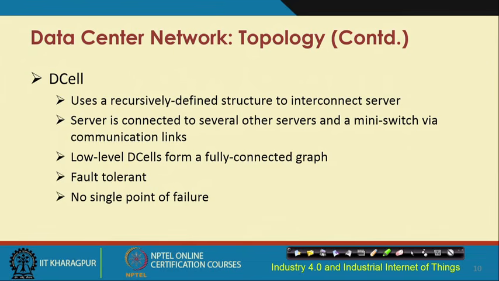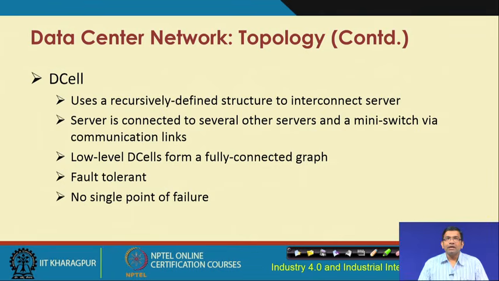The server is interconnected to several other servers and a mini switch via communication links, and a low level DCN, a low level D-cell, will form a fully connected graph, and there will not be any single point of failure in this kind of architecture. This is the advantage, and also this kind of architecture is fault tolerant. So, let us now look at this D-cell architecture, how it looks like.